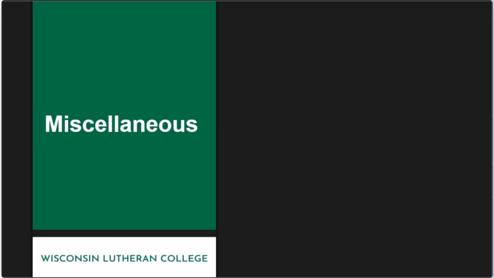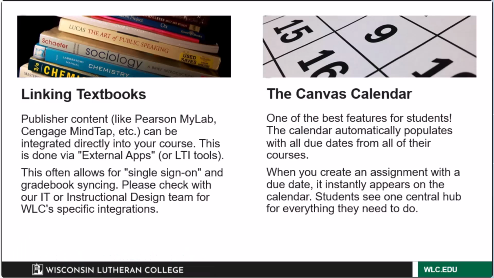Just a few miscellaneous things to think about with Canvas, and there is so much more that I could cover, but one of the important connections that many instructors in different disciplines use is linking publisher textbooks. A lot of publishers like Pearson and Cengage have tools that are what we call LTI tools. They're very easy to set up. There's a lot of tools that are already set up in Canvas that if you're using one of those publishers, you may find within Canvas.